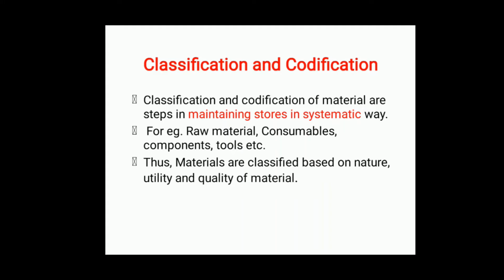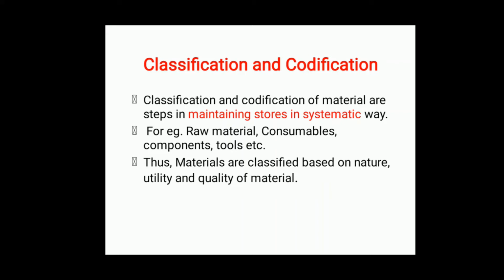Generally materials are classified on the basis of their nature. Materials can also be classified on the basis of quality and utility. For example, material can be classified as raw material, consumable stores, components, spares and tools. So like this we can classify into different groups. Thus classifying materials on different bases such as nature, quality and utility is called classification of material.